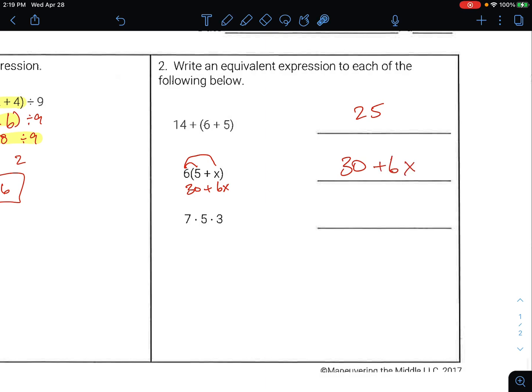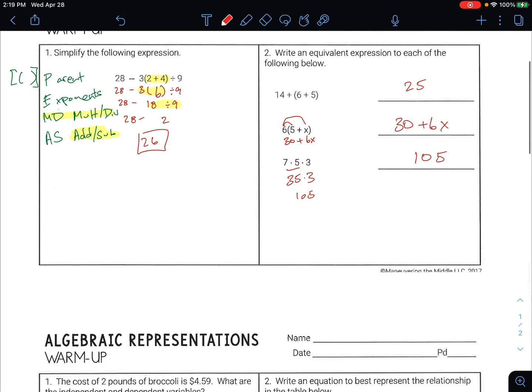And finally, we have 7 times 5 times 3. Well, 7 times 5 is 35. Bring down the times 3. That should be 105, I believe. Yep, 105 is going to be our answer. I believe that is it.